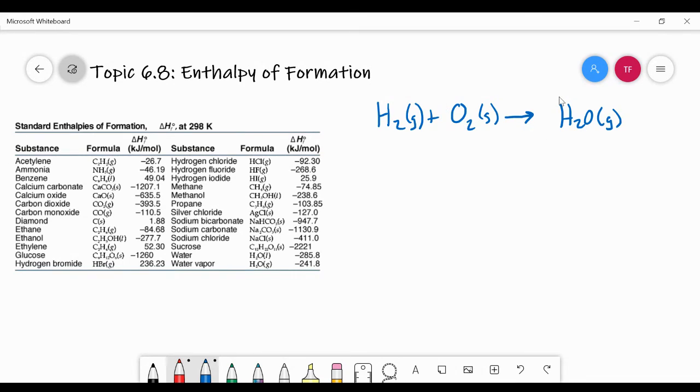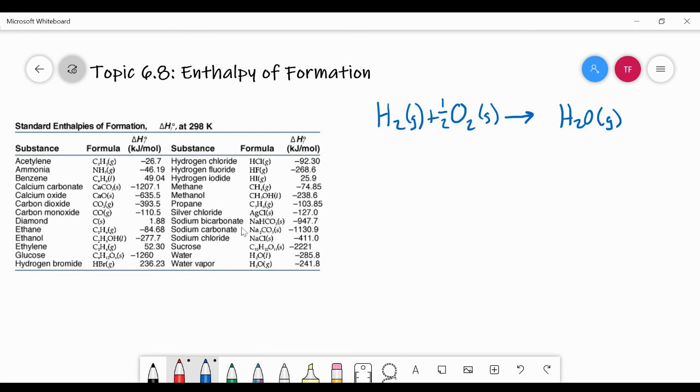We're going to write it in terms of 1 mole of water. So I'm going to put 1/2 here to balance this reaction. Hydrogen, 1 mole of hydrogen reacts with 1/2 mole of oxygen to produce 1 mole of water. The energy that's produced in this reaction is called the enthalpy of formation, because it's the enthalpy change for the formation of water as a gas from its elements in their standard states. And that's what enthalpy of formation is. It's the formation of any compound, theoretically, if it could be formed from the elements in their standard states.